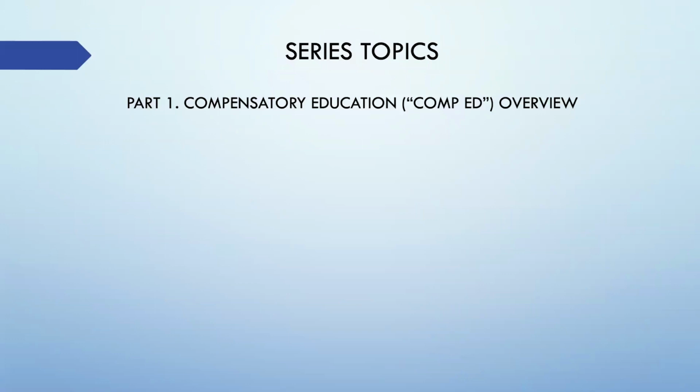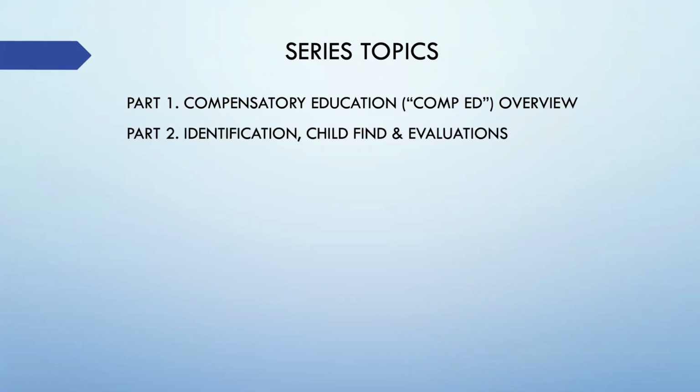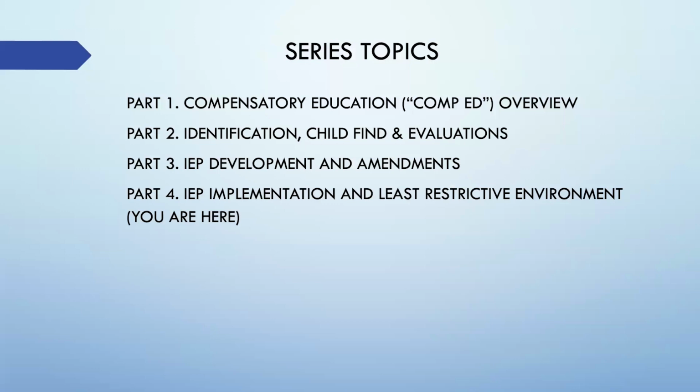The first was an overview of compensatory education and a discussion about some general ideas around where it might arise, and also how compensatory education can be quantified. We also talked in part 2 about the identification of students with disabilities, child find programs and plans that districts and the state have, and evaluations. In part 3, we talked about the requirements for IEP development and also for amending and revising IEPs. Today will be about the implementation and also include some information about least restrictive environment in placements in the IEP.